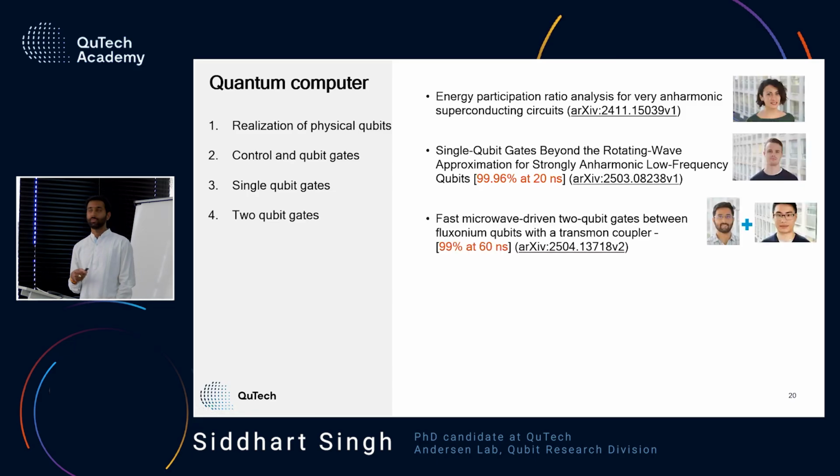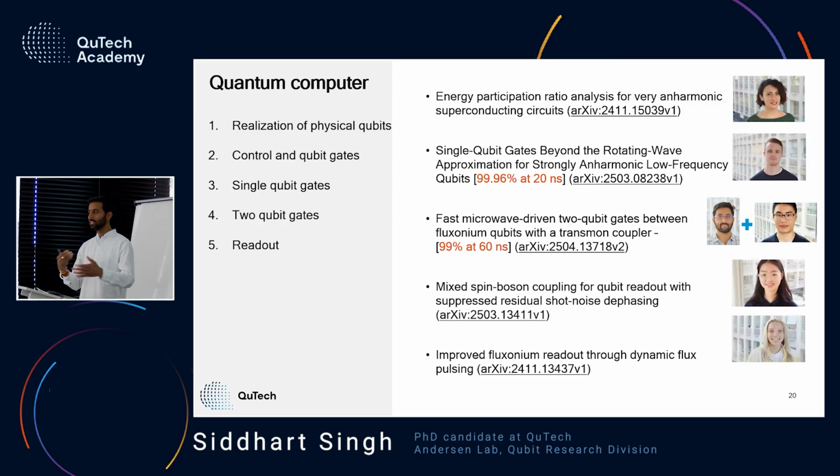The next step is to do a 2-qubit gate for these kind of devices. Eugene and I worked on this project, and we got a 99% fidelity for a 60 nanosecond gate. And finally, you want to read out the state of these qubits. With a recent theoretical proposal from Jinlun and the experimental demonstration from Taran, we have shown that we can also read out using fluxonium. So all the steps which you need towards a quantum computing system, we have slowly realized these 4 or 5 requirements in the past 4 years.